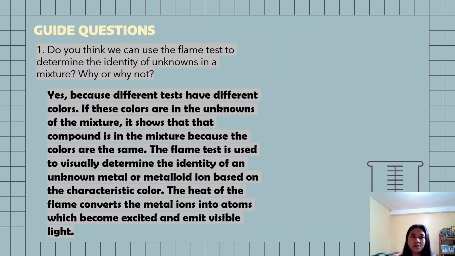So for the guide questions, number 1, do you think we can use the flame test to determine the identity of unknowns in a mixture? Why or why not? For the answer, yes, because different tests have different colors. If these colors are the unknown of the mixture, it shows that the compound is in the mixture because the colors are the same. The flame test is used to visually determine the identity of unknown metal or metalloid ion based on the characteristic color. The heat of the flame converts the metal ions into atoms, which become excited and emit visible light.